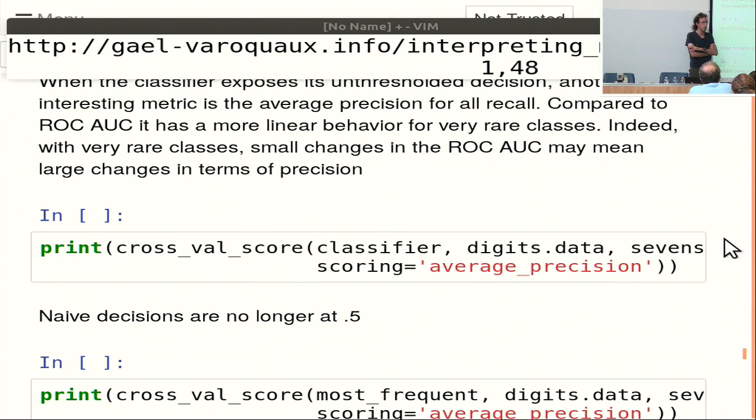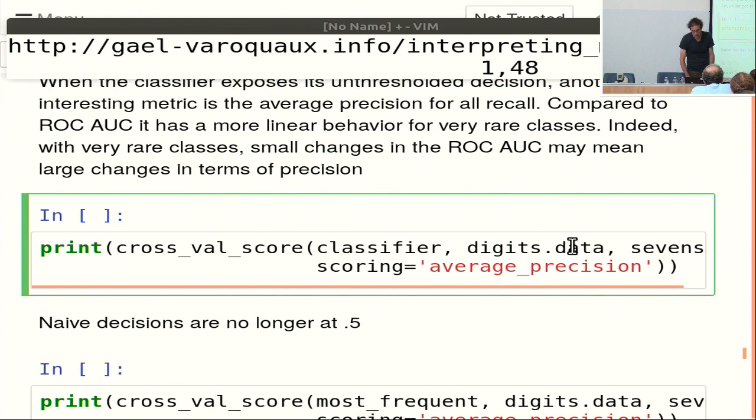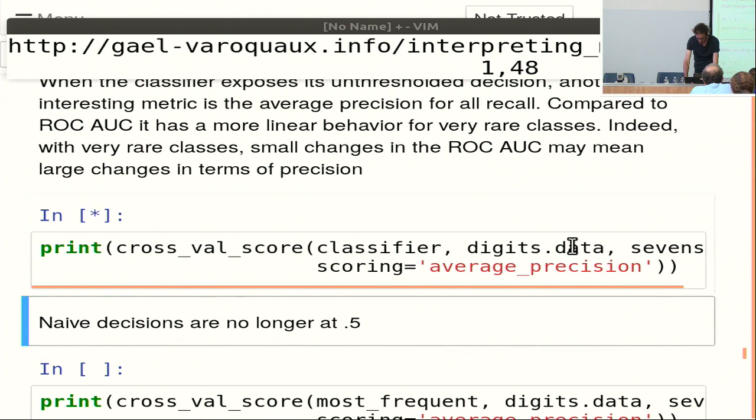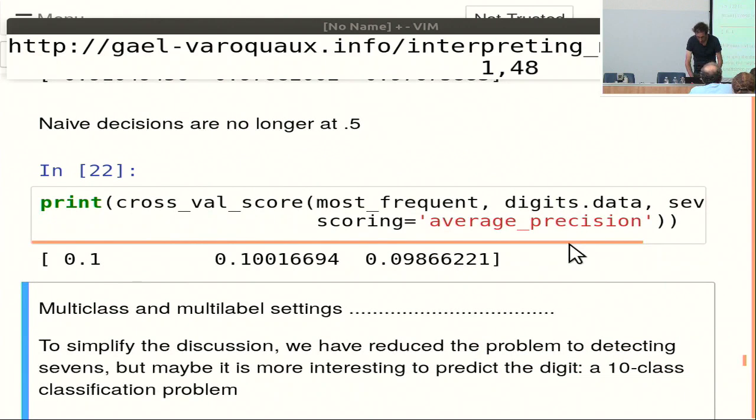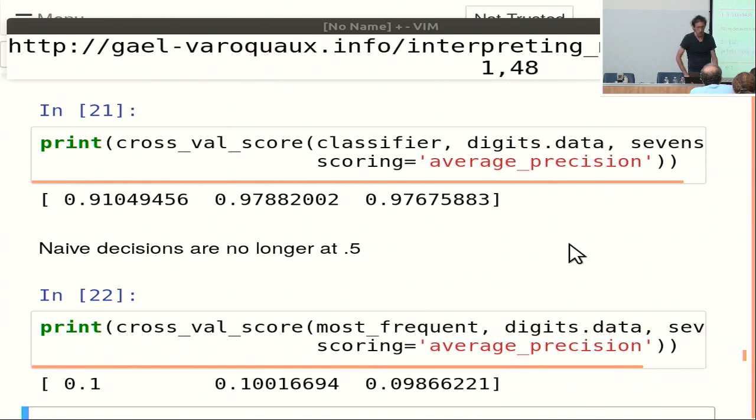So it's varying the threshold, varying the recall. What's the average precision I get? Okay, and you can do this using scoring equals average precision. Drawback is that naive decisions are no longer at 0.5. But in information retrieval setting, average precision is often a good measure.